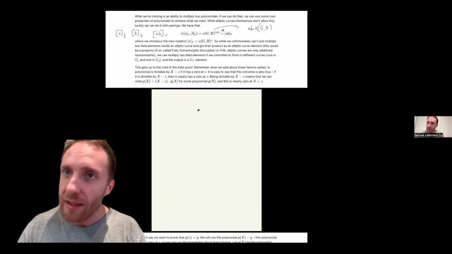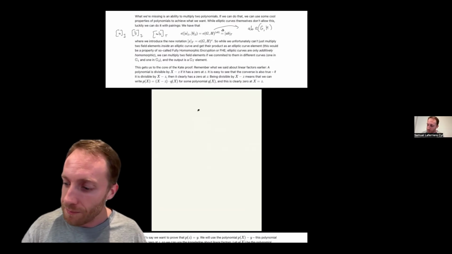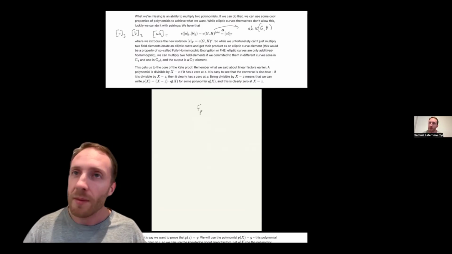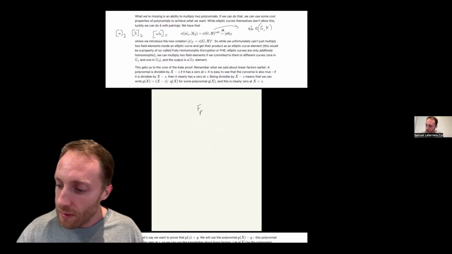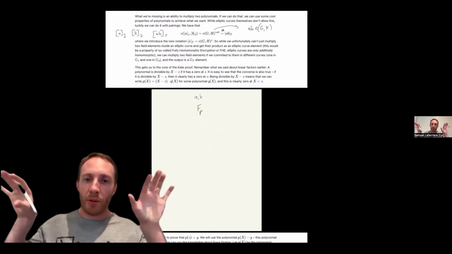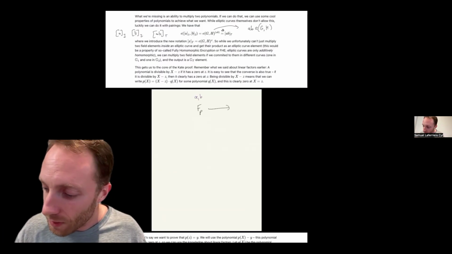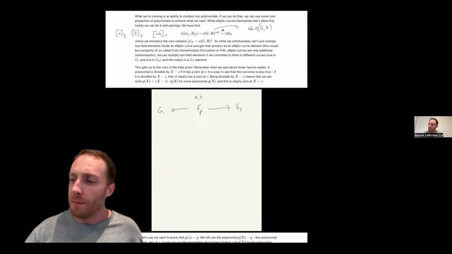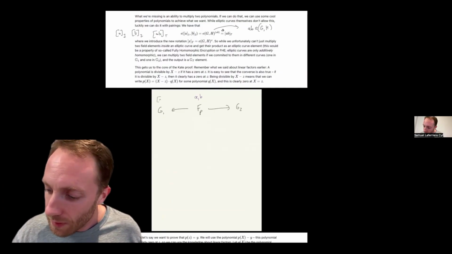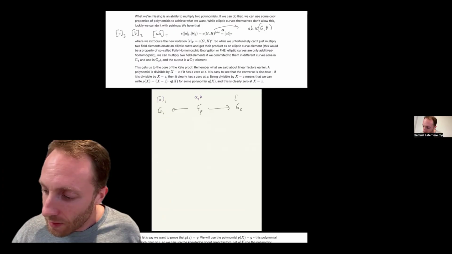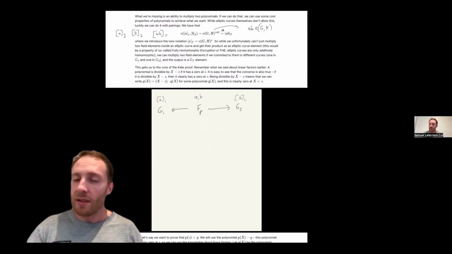So if we start again with a similar diagram, let's say we start with FP, and we have A and B here, right? And we know that we can push those into their groups. So let's go to G1, G2, and here we have A1 and let's say B2. So we can do this.